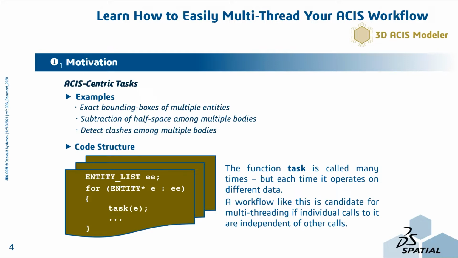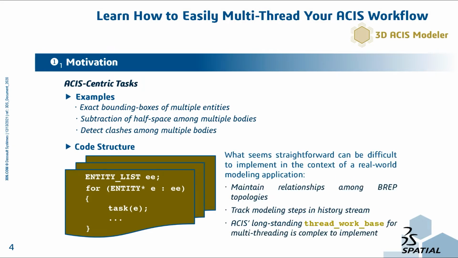As seen in the slide, a typical code structure involves the calling of a function in a loop that invokes a repetitive task, which operates each time on a different entity. If the task for each entity is independent of all tasks for the other entities, then the entire workflow is a candidate for multi-threading. However, what seems straightforward can be difficult to implement in the context of real-world modeling applications.